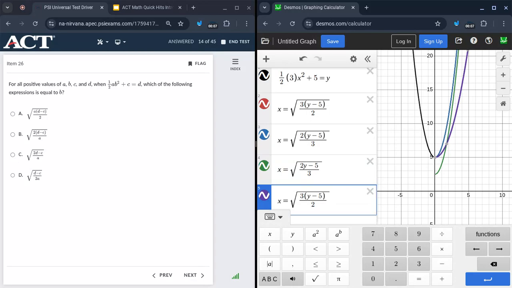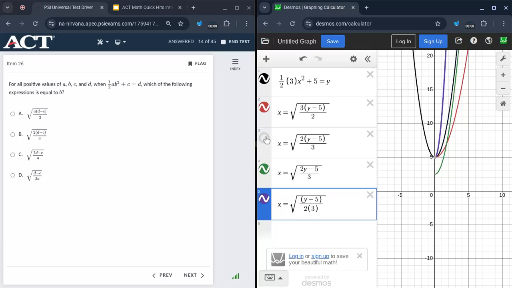So again, another Control V to paste. And what do we have? We have D minus C, so we have Y minus 5 all over 2 times A, so 2 times 3. Let's see, this is a purple graph. Let me turn off this blue one because this one kind of lines up. We look at our purple graph, and that's not it either. So it's obviously not red, it's not green, and it's not purple. The only one that makes sense is this blue one.